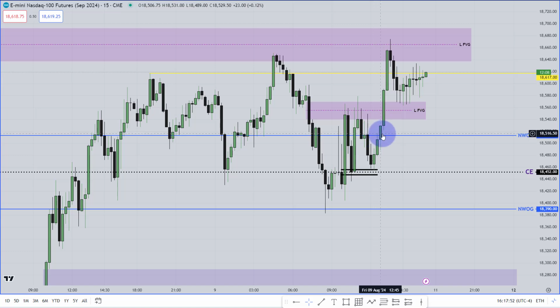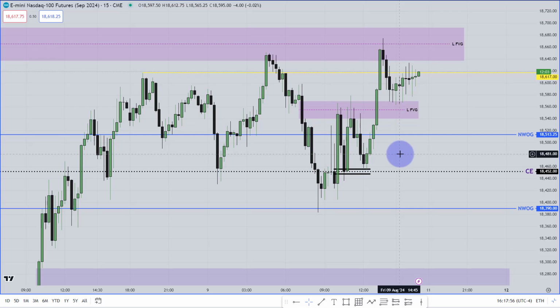You should not push your button when market is below this new week opening gap high. In my opinion, or my strong advice is, when market is inside this new week opening gap, please don't push your button. Don't trade around that area. When I'll be in 1 minute chart, everything will be much more clearer.